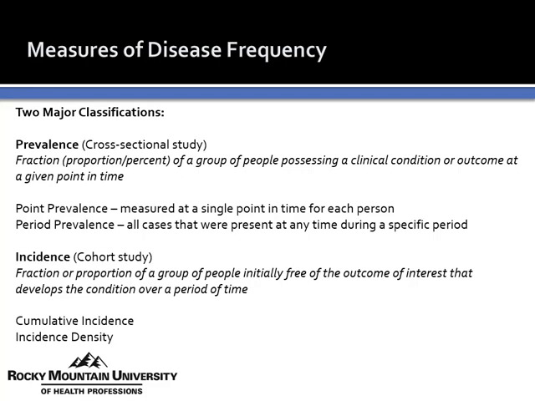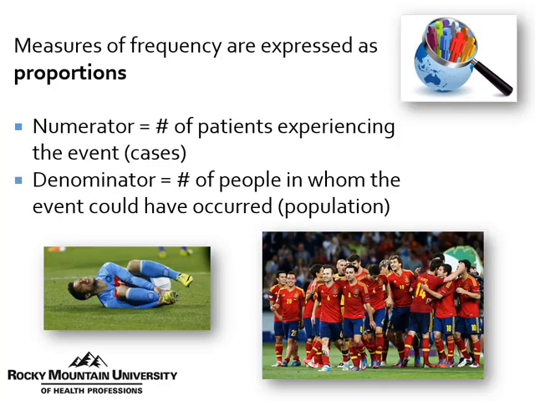Incidence, these are also known as cohort studies, and these are a fraction or a proportion of a group of people initially free of the outcome of interest that develops over time. There are two types, cumulative incidence and incidence density, that we're going to explore.